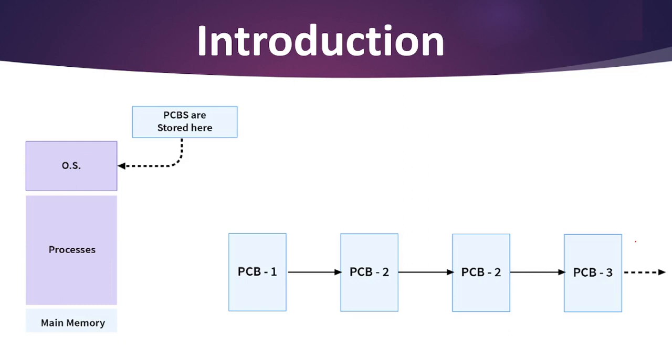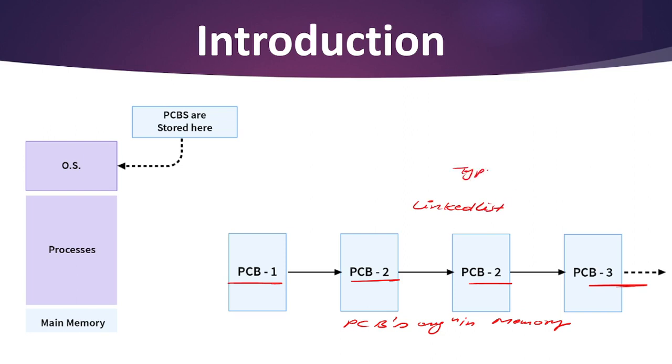One more important statement I would like to add here is, as you can see here, we have PCB 1, 2, 3 and 4. Okay, so this is the organization of PCB in memory. PCBs are stored in the form of a linked list. A linked list is what? It is a type of data structure. So this is stored in the form of a linked list, and the operating system uses a process table to find the PCB present in the memory. So it uses a table that we will discuss in the next video.